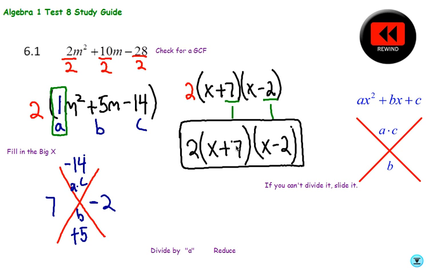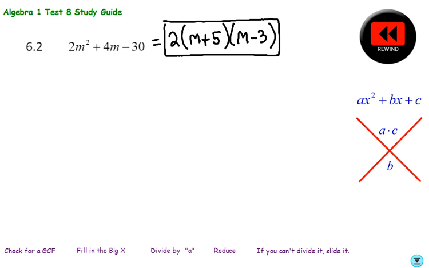All right, so go ahead and pause now. Try 6-2 in the middle. All right, so let's see what you got for 6-2 in the middle. So you should have got 2 times m plus 5 times m minus 3. If you got that, great. Pause. Try 6-3 on the right side. If not, let's take a look at what happened here.